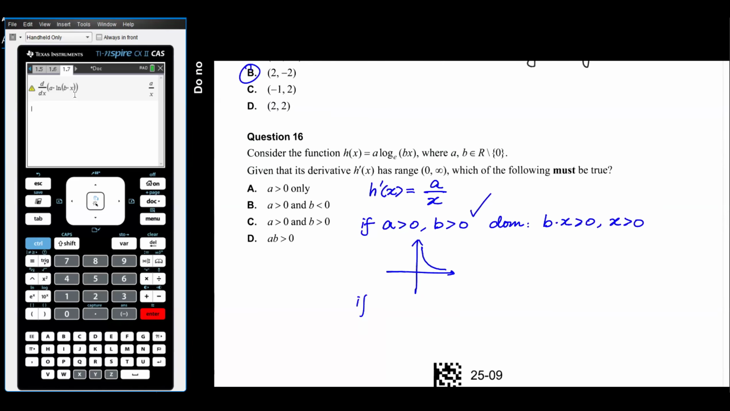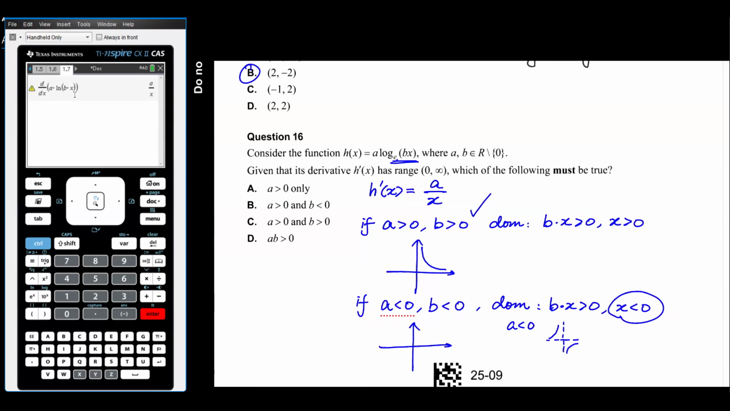But meanwhile, if you consider a less than 0, b less than 0, the domain from the original function b times x greater than 0, when you divide both sides by a negative value, you will get x less than 0. So what you see is the graph will only have one branch. And for that case, if a less than 0, you will get, let's say, these two branches. But now if you only have x less than 0, you just have this branch. But the range is still 0 to infinity.